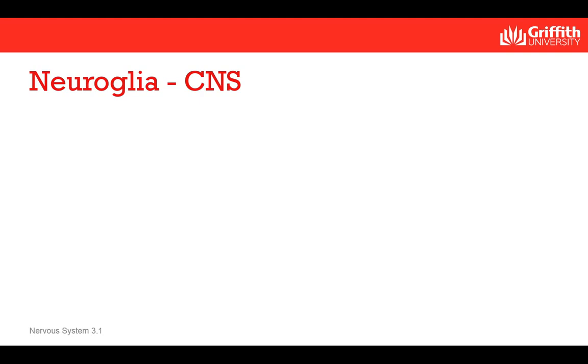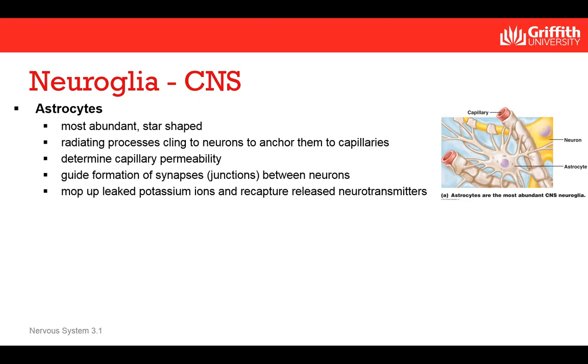The first two types of neuroglia found in the CNS are astrocytes and microglia. Astrocytes are the most abundant of the nervous tissue found in the CNS and are shaped like stars. Their radiating processes cling to the neurons in order to anchor them to nearby capillaries. Their feet help determine capillary permeability, and they guide formation of synapses or junctions between neurons. Astrocytes also mop up leaked potassium ions and recapture neurotransmitters released within the nervous system.